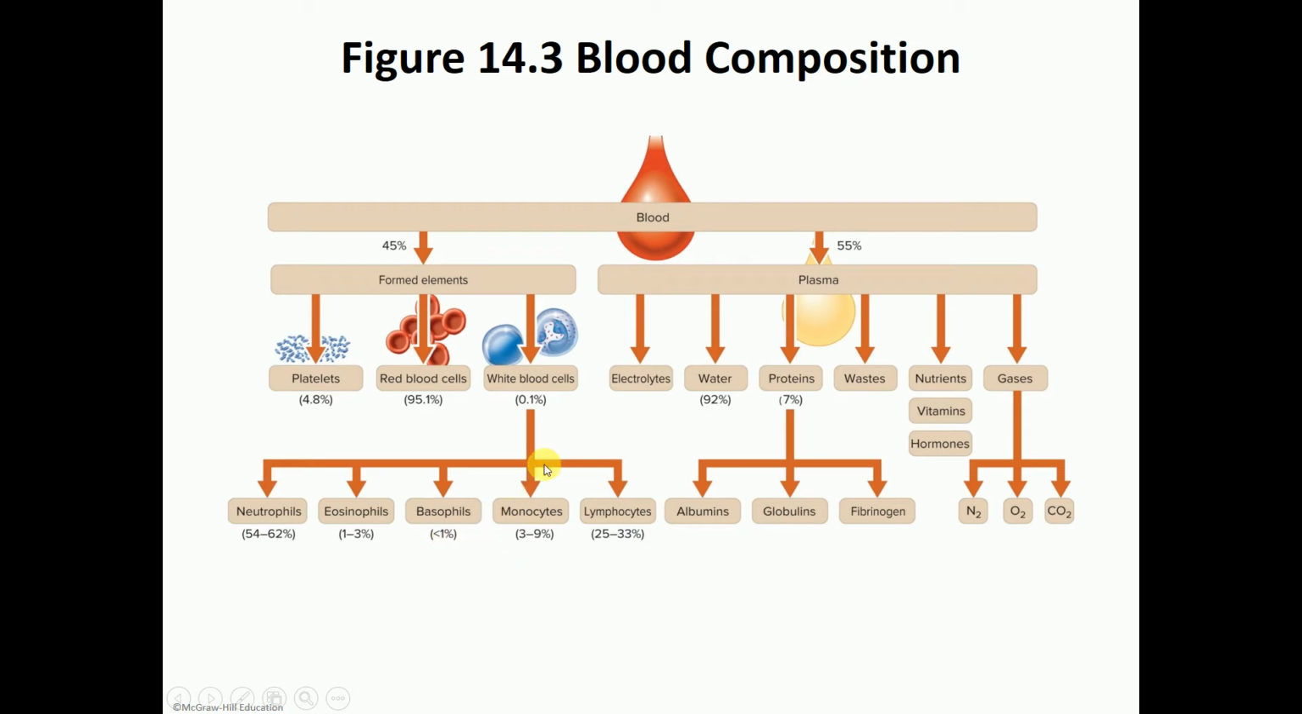And then we have 2 other different kinds of white blood cells that do not have granules, and those are known as agranulocytes. They're monocytes and lymphocytes. Okay. In regards to these numbers, you want to know that the neutrophils are the majority of our white blood cells, whether we have an infection or not, and the minority would be your basophils.